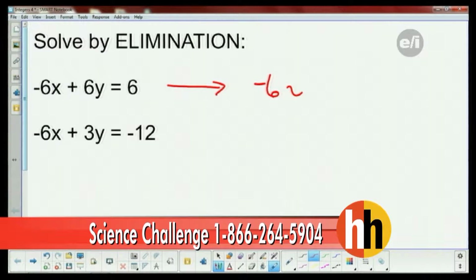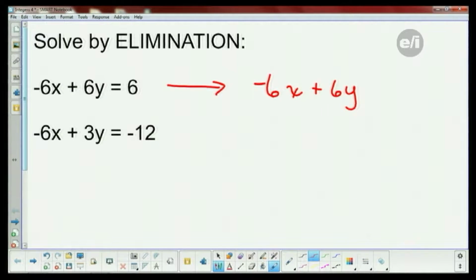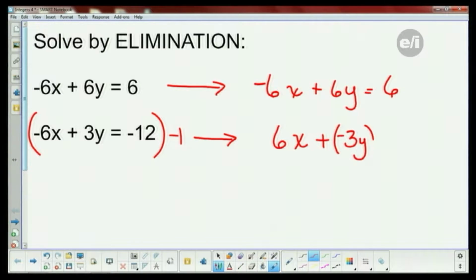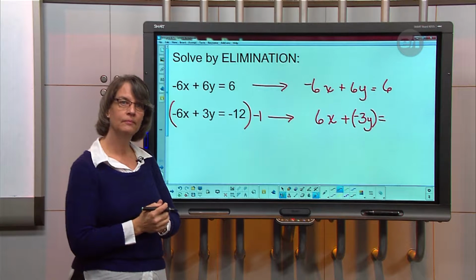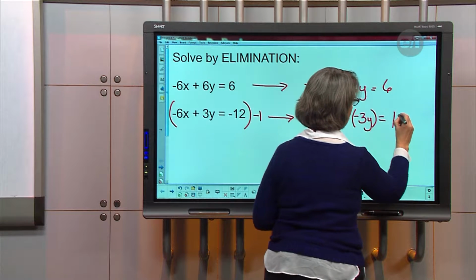Okay, so I'm just going to bring this one over. Negative 6x plus 6y is equal to 6. And then you said we're going to multiply this bottom one by -1. So help me out. What's -1 times negative 6x? Positive 6. Okay, so I got a positive 6x. What's -1 times a positive 3y? Negative 3y. So I'm going to put it as plus a negative 3y. And then what's a -1 times a negative 12? Positive 12. Excellent. So I'm just going to write that 12.